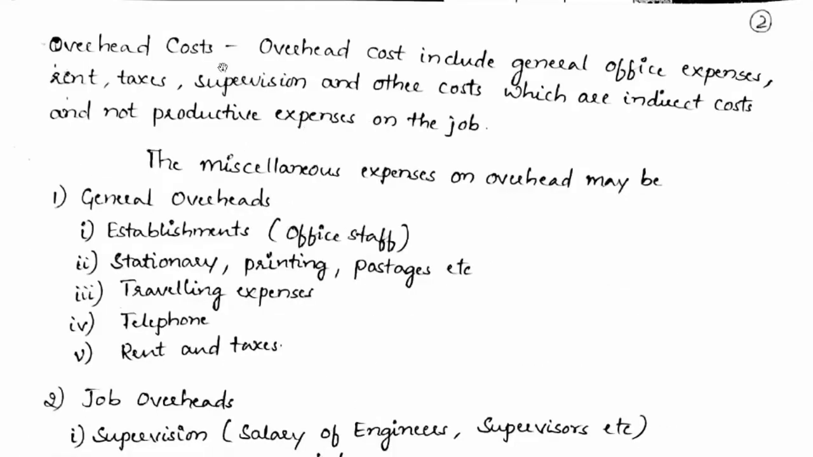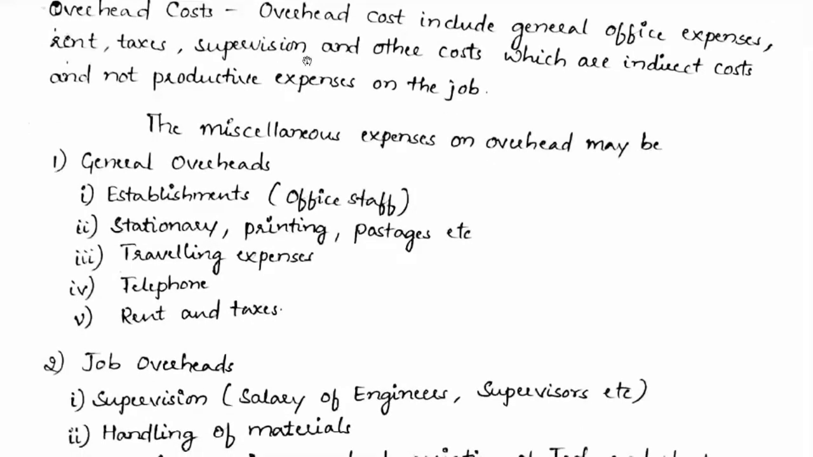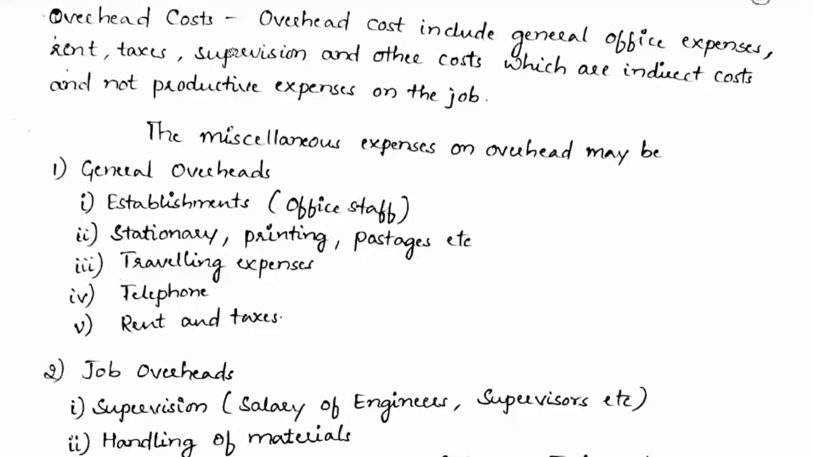Then next, there are certain overhead costs. I told you regarding material rates and labor rates. Some costs are not directly related to the item of work. They are indirectly related, so we can call it overhead cost. That includes general office expenses. For example, if you have drawings, to take printouts of those drawings you require certain offices, you have to pay the rent, the taxes, and supervision charges. These are not directly related to the item of work.